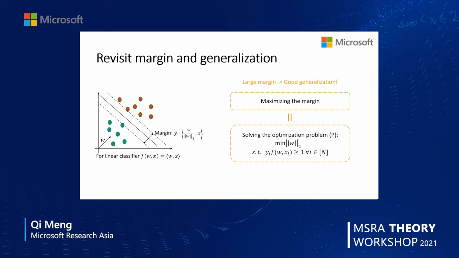A lot of work has shown that a larger margin can guarantee good generalization. And the margin maximization problem is equivalent to solving the following constrained optimization problem. Extending it to deep neural networks, we can just replace the linear model with the deep neural network, which is denoted as FNN.